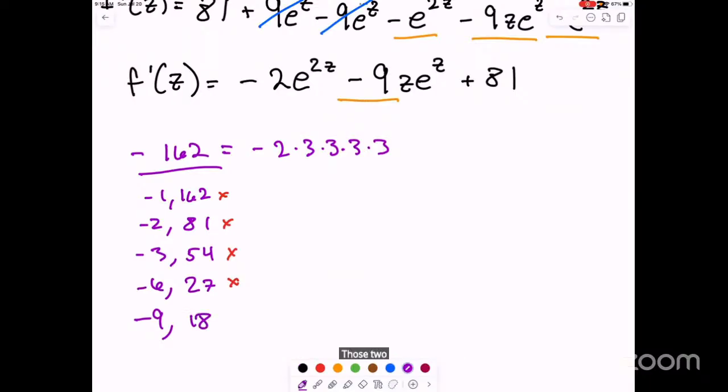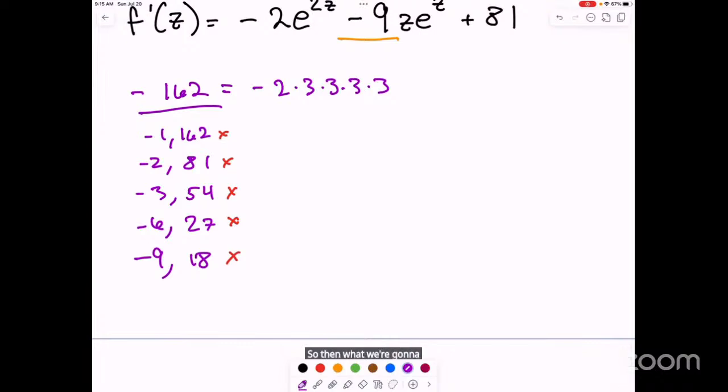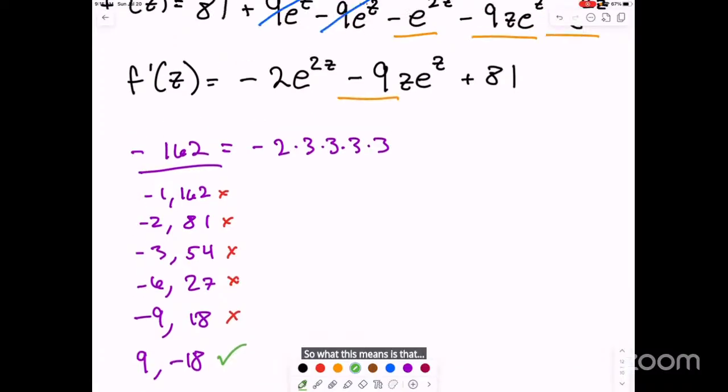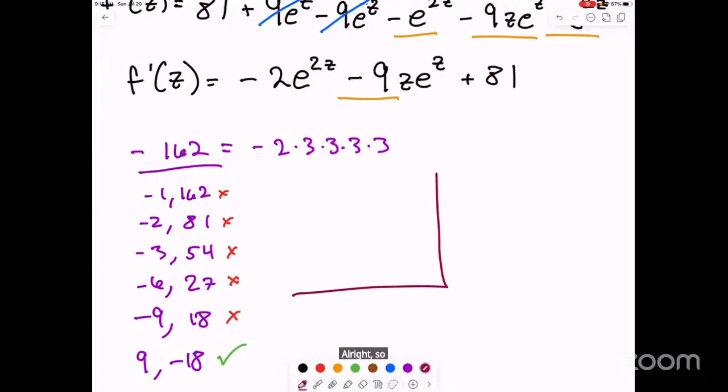So these two numbers add up to +9. We want a -9. So then what we're going to do is 9 and -18. So what this means is that the above can be factored. Okay. So what I'm going to do, I guess we could use the box method for factoring. All right, so it kind of goes something like this.